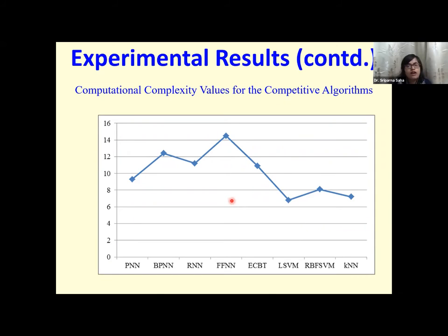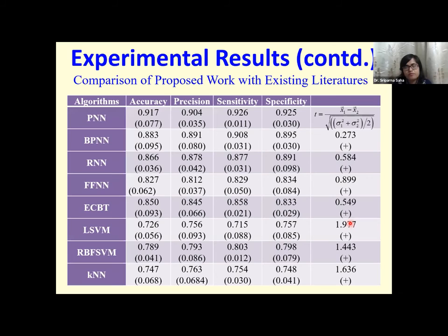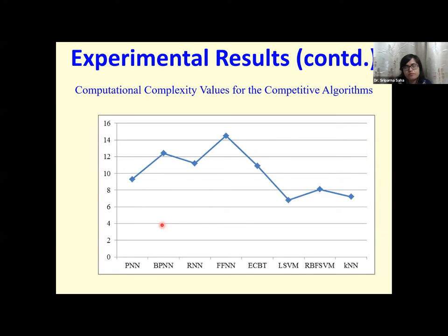Now you can find that for LSVM, RBF SVM, and KNN, the values are much lower than PNN. Why not these three? Because in these three cases, the accuracy values are very low. Here the accuracy is 91.7%, and here it is 72.6%. We cannot deal with so much lower accuracy. It can be a few milliseconds difference, but we need higher accuracy as well. So this is why PNN is the best choice for this particular architecture.